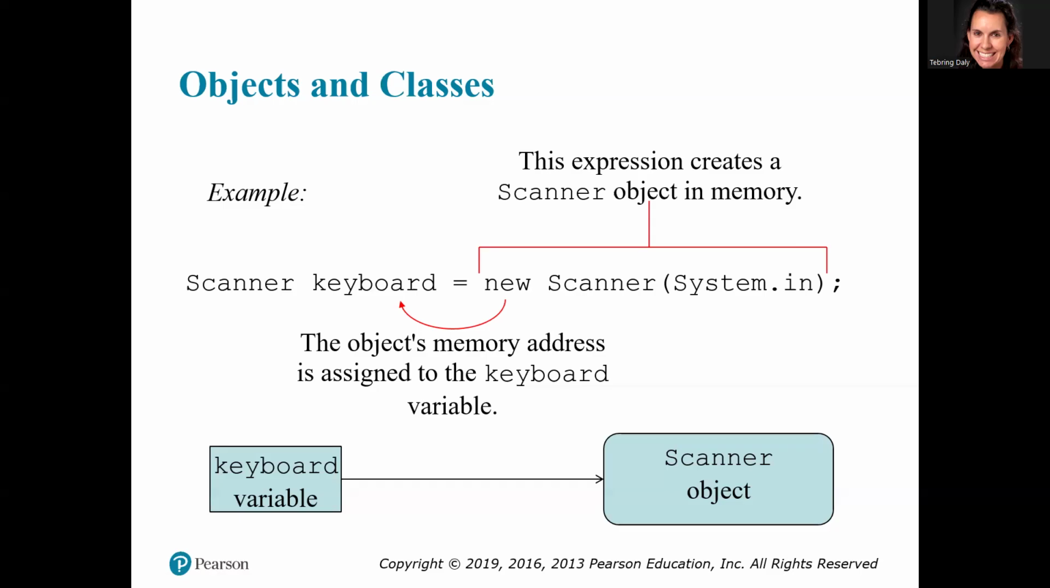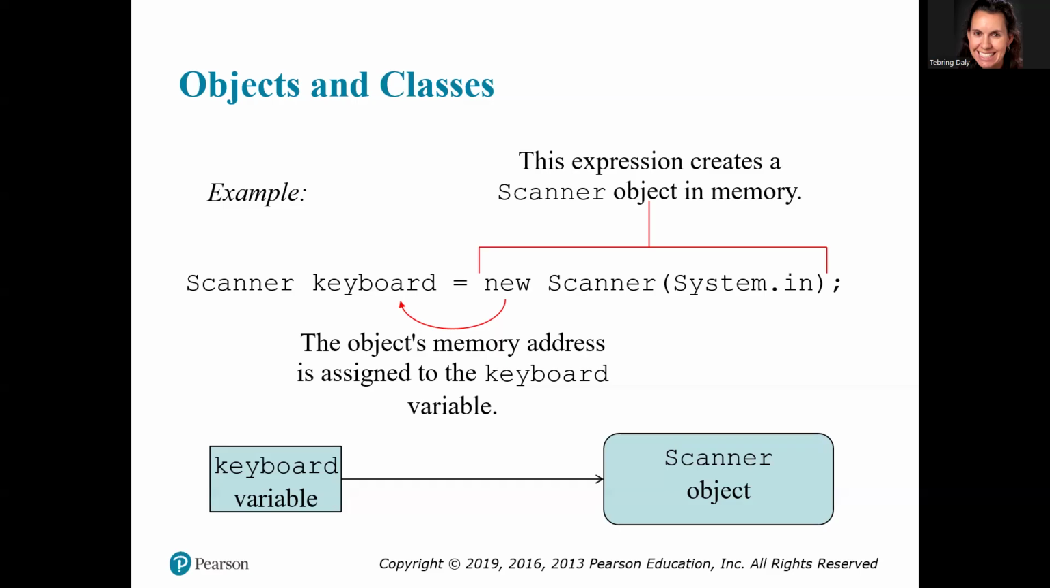So you could say Scanner keyboard semicolon if you want to, and that's just a declaration, just like you say int number. It says, okay, I have a variable whose name is number and it's an integer. This says I have an object, its name is keyboard and its type is Scanner. That's how it's going to know how to create it, but it didn't actually create it yet.